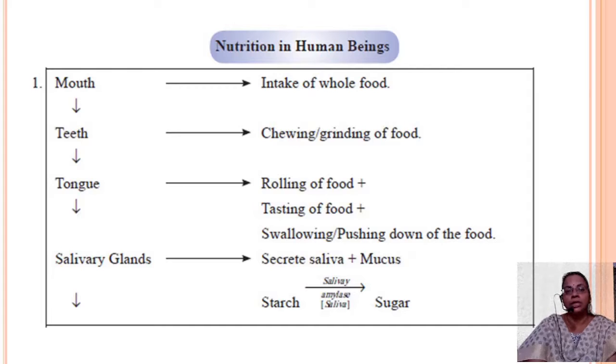And here the teeth help in chewing and grinding, and the tongue helps in rolling of food, tasting of food, and swallowing and pushing down of the food. Then salivary glands will secrete saliva, and its main components are lysozyme and mucus. Lysozyme kills the bacteria. Mucus also moistens the food, and in the presence of salivary amylase, starch will be converted into sugar. So the partial digestion takes place.